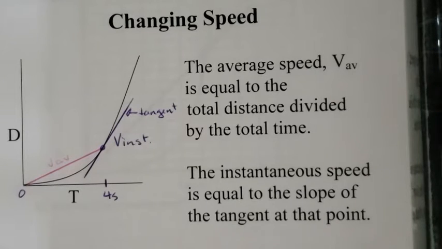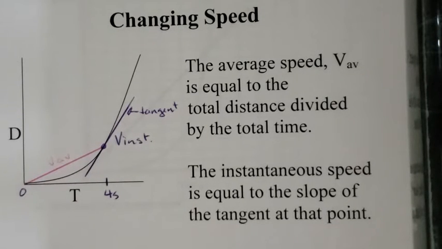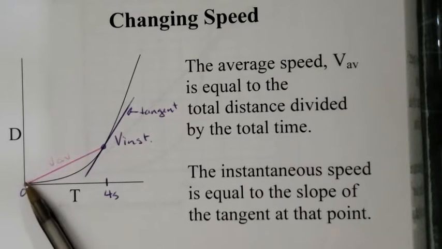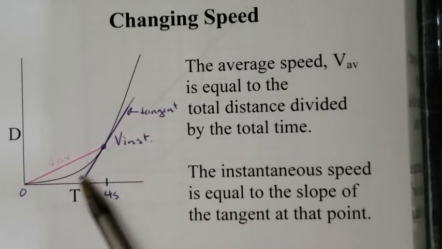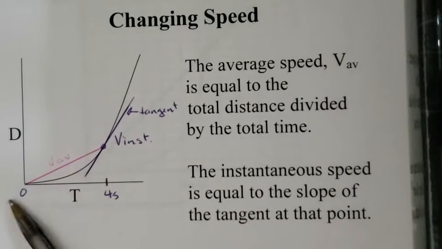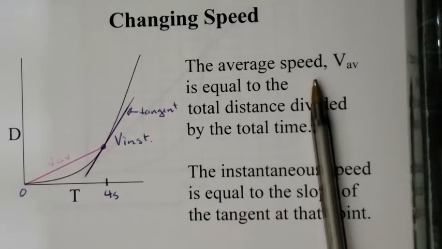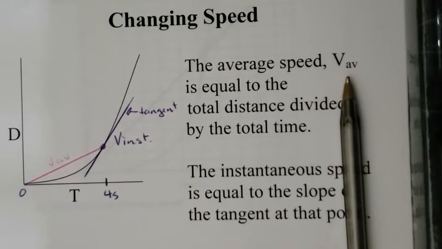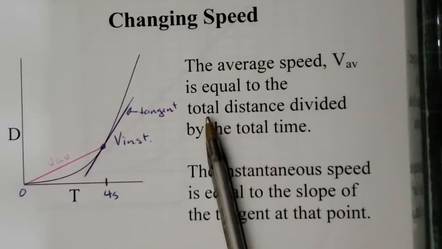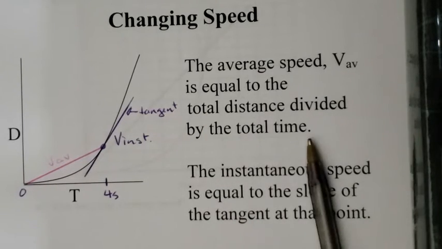We've already learned that when we have a distance time graph, the slope of the graph gives me my speed. But we've always had straight lines. Now I want to deal with, well, what if we have a curve? How do we deal with the average speed? Well, it says the average speed, which is vav, where av stands for average, is equal to the total distance divided by the total time.